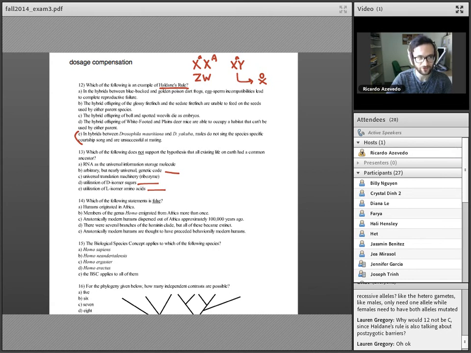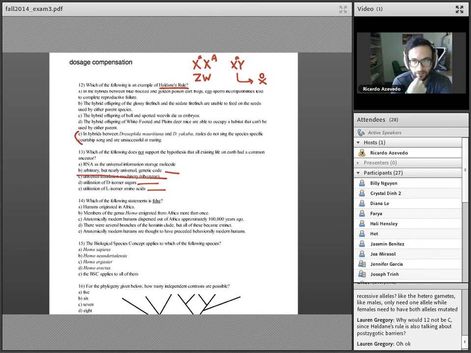And this question, the hybrid class: E is the correct answer, because males are sterile in the mating between Drosophila mauritiana and Yakuba, sorry.